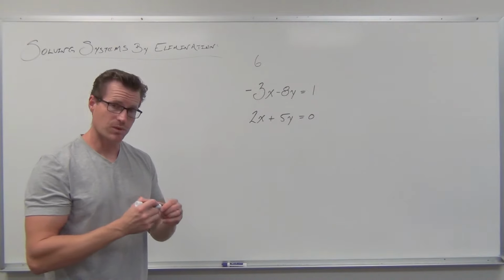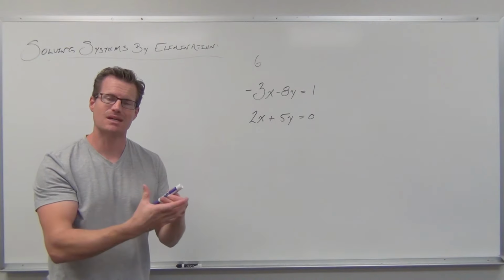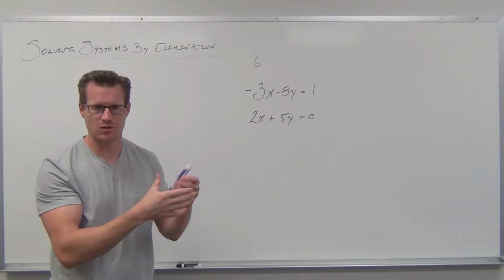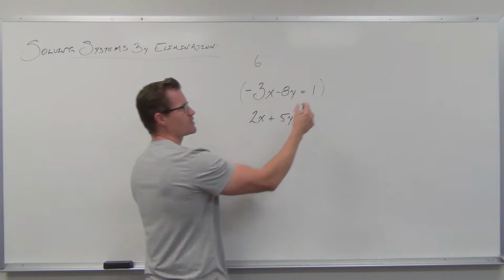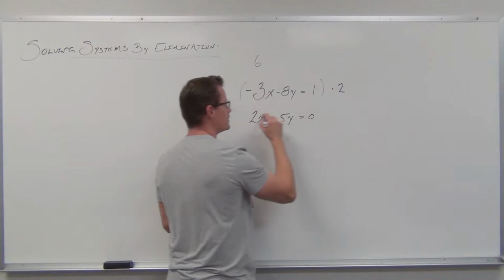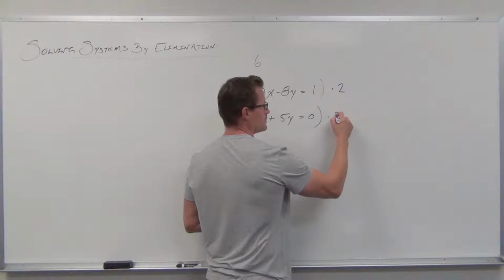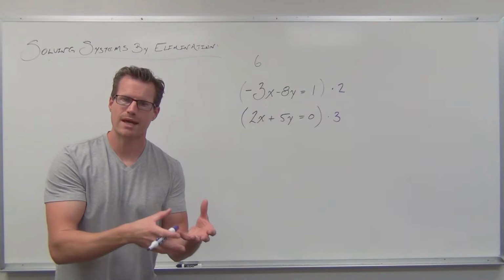So why don't you multiply, if you haven't done it already, multiply by what you need to in order to make 6 on both of my x terms. In the first equation, that's 2. In the second equation, that's 3. I don't need to multiply by negatives because I already have opposite signs.